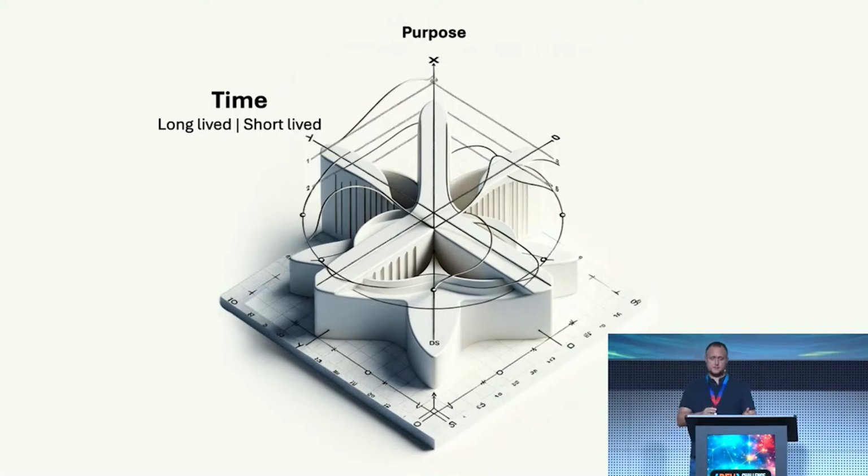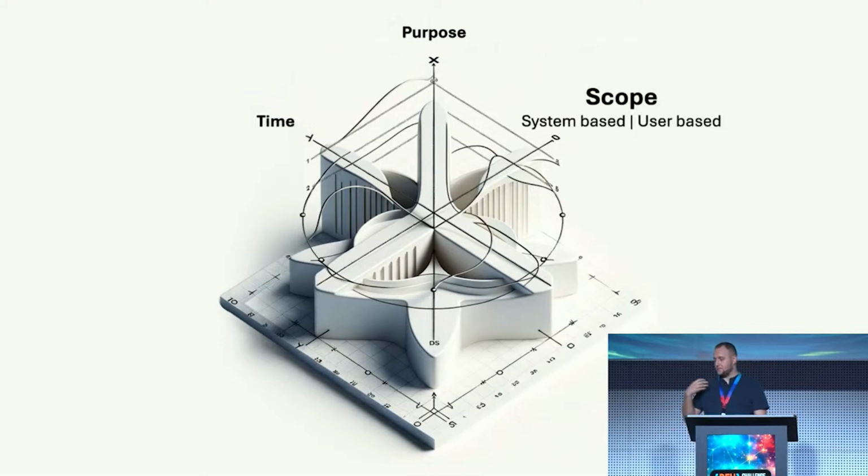Then the next dimension is time. Long-lived or short-lived. Short-lived could be considered one release cycle. Long-lived could be considered 2 or more release cycles. Now, depending on your release cycle, if you release once a year, you know, short is a flexible term. The next dimension is the scope. Is this affecting the system as a whole, or is it affecting a certain demographic of users of that system?